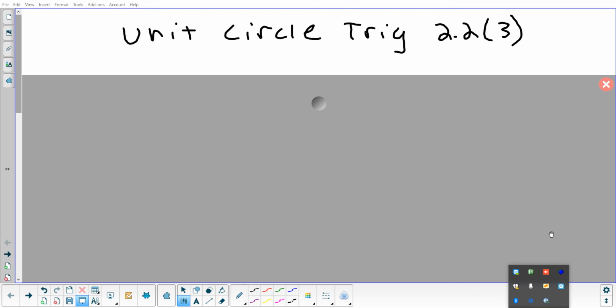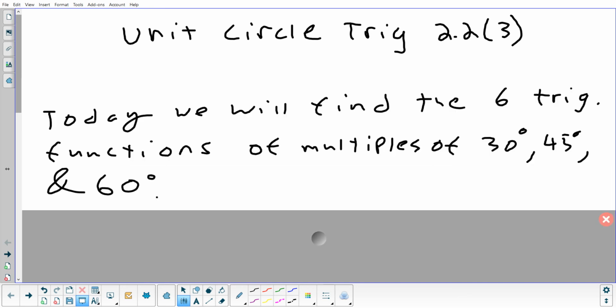All right, so we're going to finish up today section 2.2. It's the third part. The first day we looked at how to find the coordinates of the quadrantal angles. Those all have the 0, 1, or -1. Yesterday we looked at how to find the coordinates of angles that are either 30, 45, or 60. Kind of gave you a little preview of what happens if you do it in quadrant 2, but that's what we're going to focus on today.